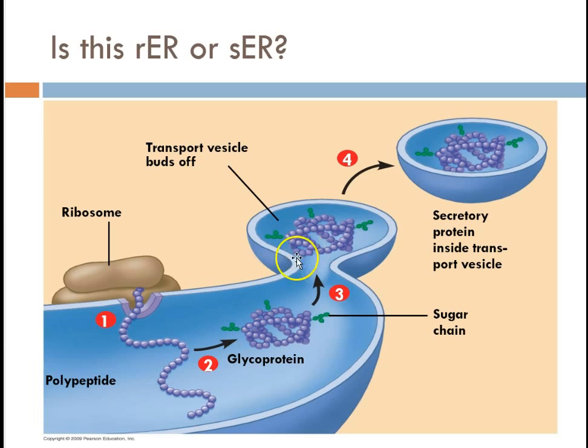And then what happens is this smooth ER, let's say this is the smooth ER, is going to go ahead and make this vesicle and deliver it based off of where it's going to go. The sugars tell it where to go, and this is the protein that needs to go either outside the cell or somewhere inside the cell, and it's going to get delivered.